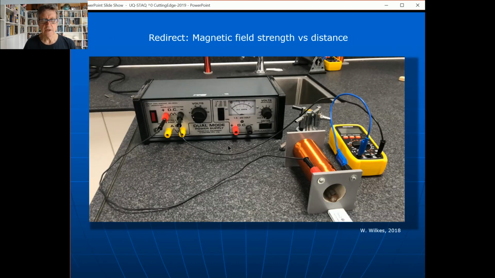Here's one where I kept the current the same. This is actually a student's. You see a name here, Willow Wilkes. That was the year before. Now this was an EEI back in the old extended experimental investigations days. So what she did was use an ammeter and I think she just kept the current constant and then changed the distance, and she had a ruler. Look, I think the next slide shows that.